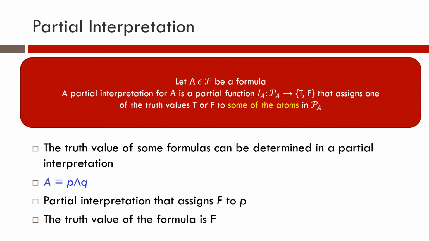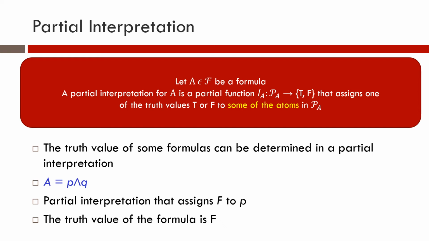Partial interpretation is defined as a partial function which assigns truth values, true or false, to some of the atoms in PA. Please understand the difference. An interpretation was a total function which assigns a truth value to every atom in PA, whereas in partial interpretation, the truth value will be assigned to some of the atoms in PA. It is not necessary that we assign a truth value to every atom in PA. Right? So let us take an example.